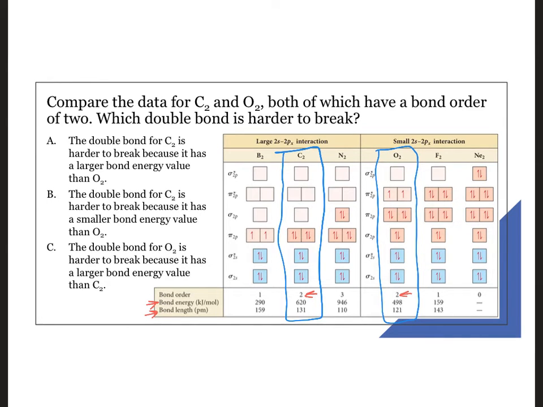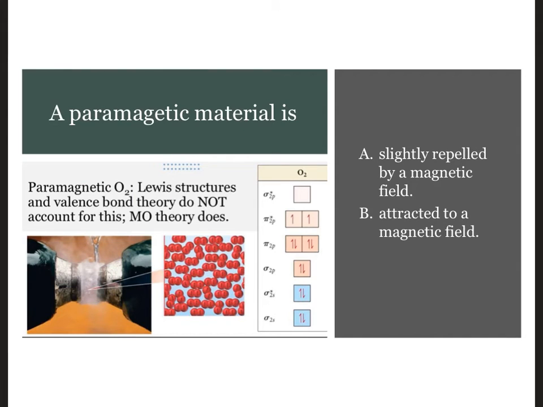So notice that because oxygen has some electrons in this pi star orbital, it's going to destabilize it relative to C2, and we see this reflected in the fact that the bond energy is decreased. So it doesn't take as much energy to break that bond. The best way to describe this one is that the double bond for C2 is harder to break because it has a larger bond energy value than O2. Really trying to drive this point home.